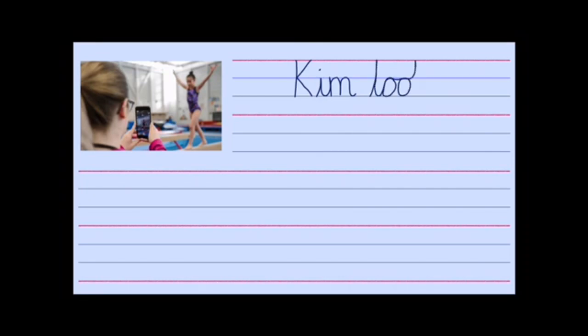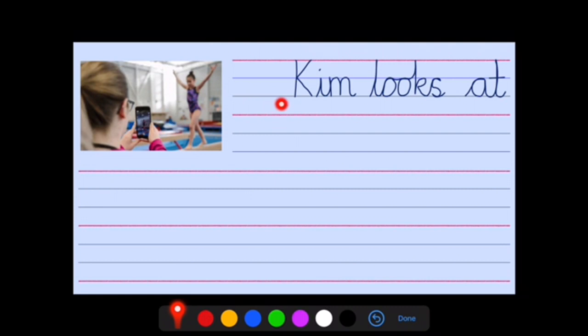Kim looks. How did you get on with the sound in looks? Well done if you remembered that we use double O. At. And that fitted on the line. But when we go down, we won't need to leave this space. So we can be right at the left side of the page.